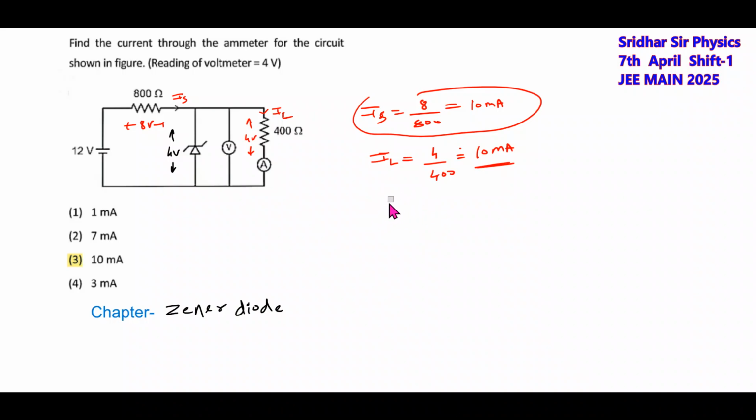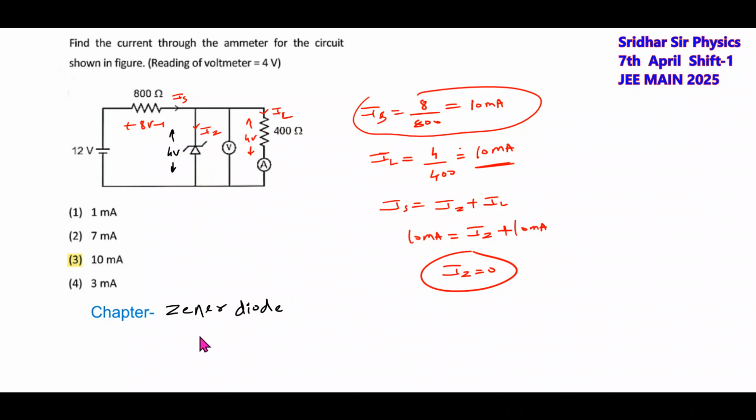Because according to KCL, IS will be 10 milliampere, IL 10 milliampere, so IZ will be 0. Just a small idea: applying KVL and KCL, nothing to do with the Zener diode concept. As far as the exam is concerned, you must know how to use KCL and KVL here.